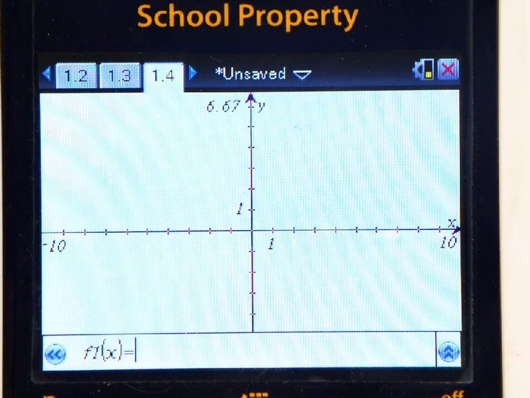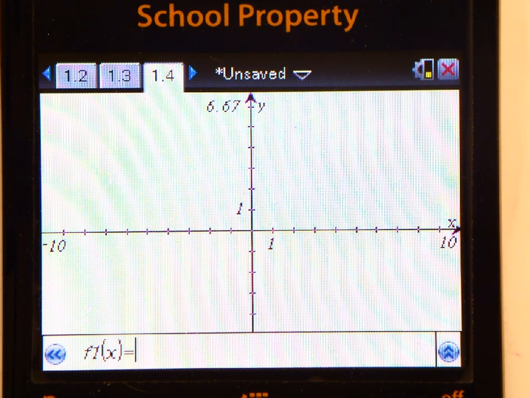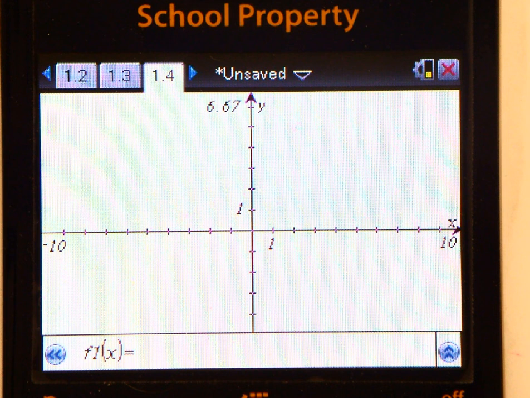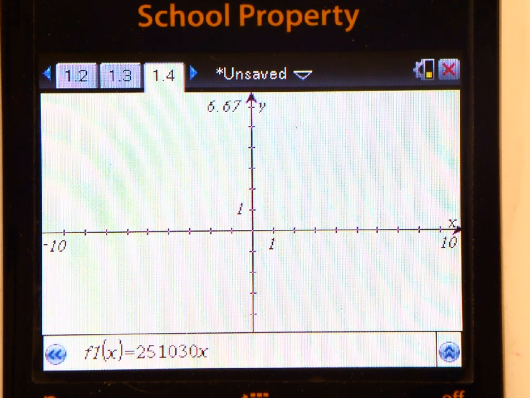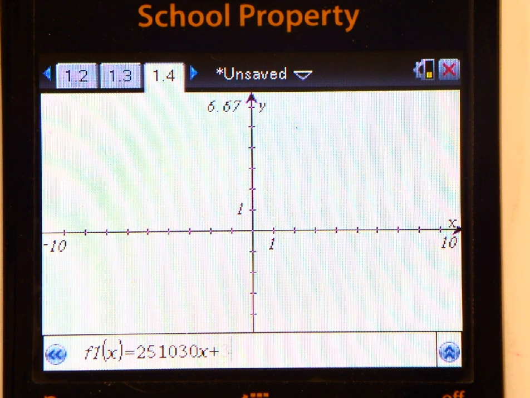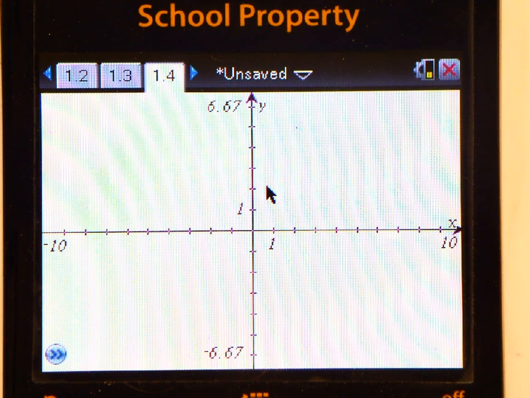So we have the 251,030x plus 3,815,140. Hit enter, and of course it's not going to show up on the graph because we've got to zoom out. Then you can enter the second one in there, zoom out, and you'll find your intersection point.